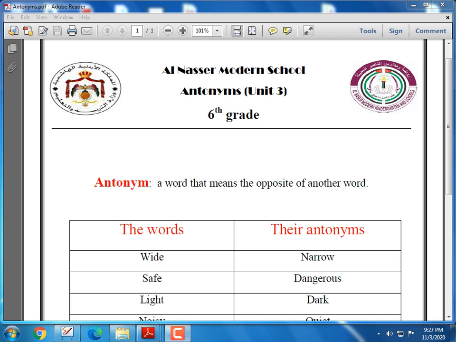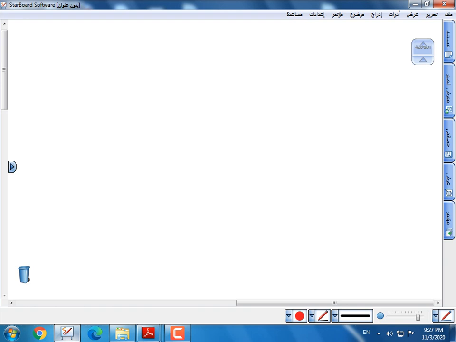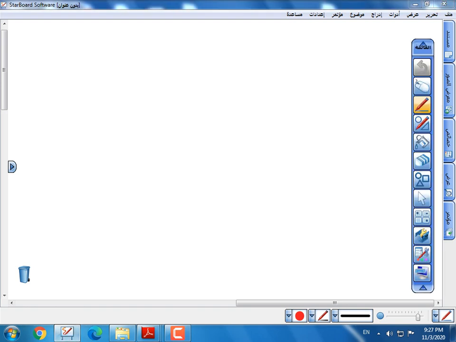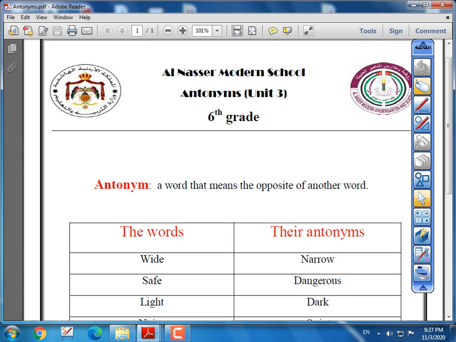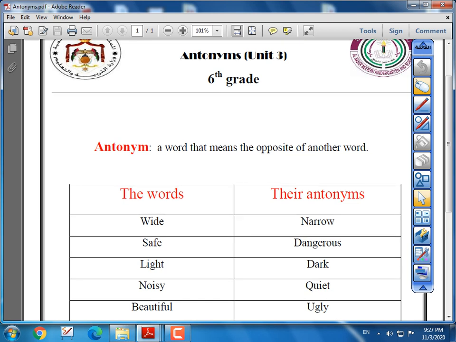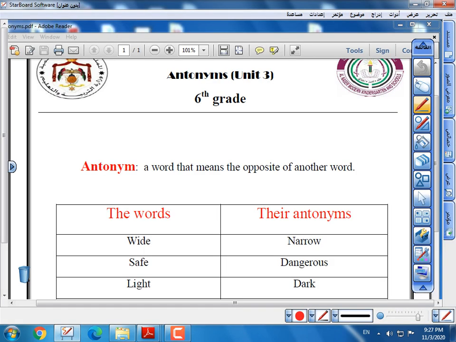Hello everyone. Today we're going to start with the part of working with words, and we will talk about the antonyms. So today we are going to talk about what is called antonyms. Let's start with the meaning of this word, antonym. It is a word that means the opposite of another word. So it means the opposite of another word.